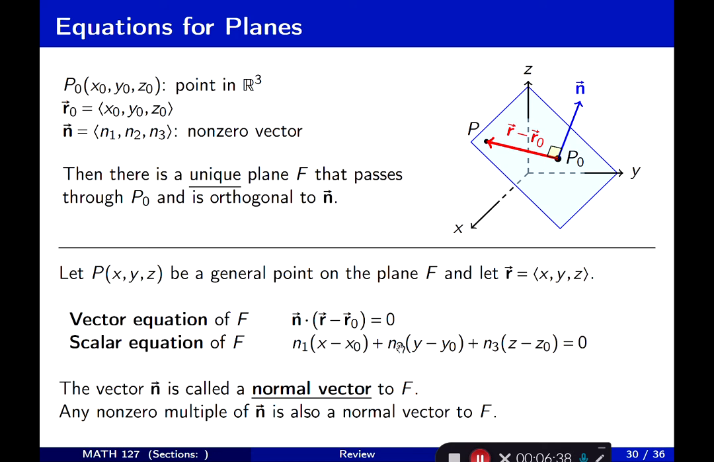And so this would be the equation of the plane, and this is how you set it up. The vector n is called a normal vector to the plane, and any non-zero multiple of n is also a normal vector to the plane.